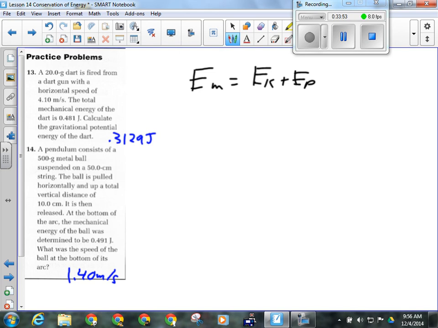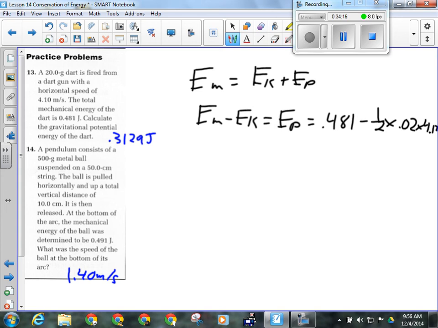So I subtract EK from both sides, and that leaves me with EP. So I'll have 0.481 minus 1/2 times 0.02 times 4.1 squared. When I do that, I should get that the potential energy of the dart is 0.3129 newtons.